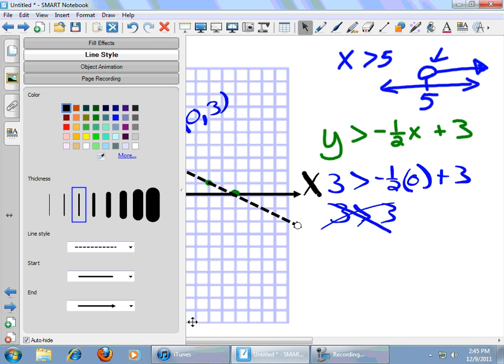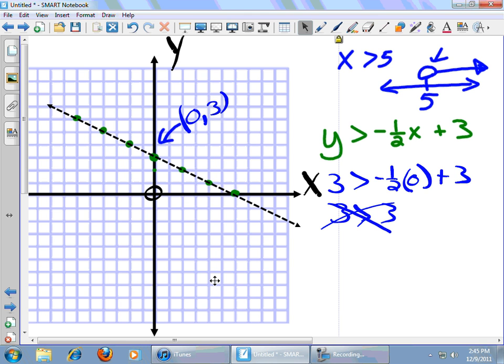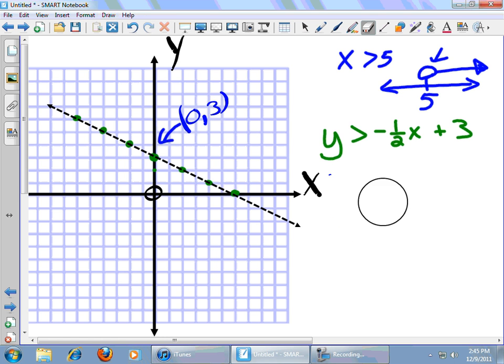All right, so let me see here. There we go. Now, because it's an inequality, I have to do some shading. I want to know where to shade. Well, I'm going to pick a test point. I love to pick the origin. The only time I can't pick the origin is when the line goes through the origin, right? So I'm going to pick the origin.